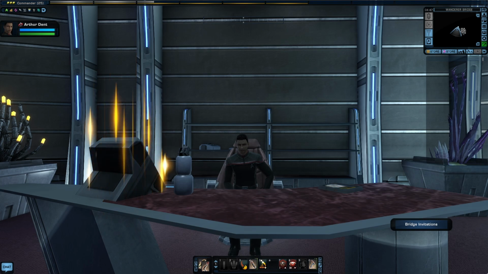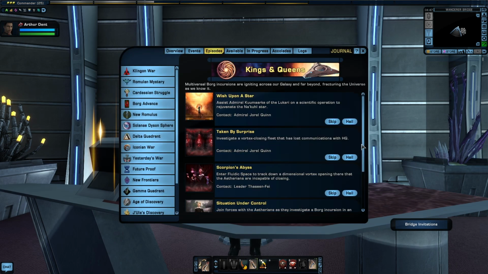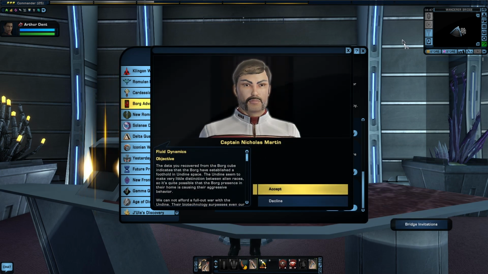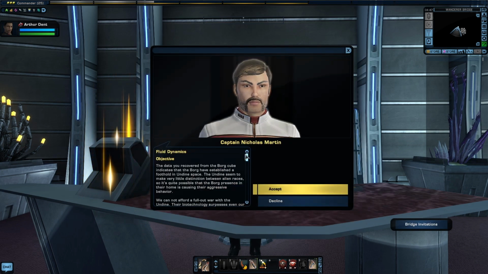Today we are finishing up the Borg Advance arc with the Fluid Dynamics mission. So, here it is. Enter fluidic space and remove the Borg presence there. Will this be enough to stop the Undine infiltrations? Contact Captain Nicholas Martin. He doesn't have voice lines, so I'll fill in the gap.